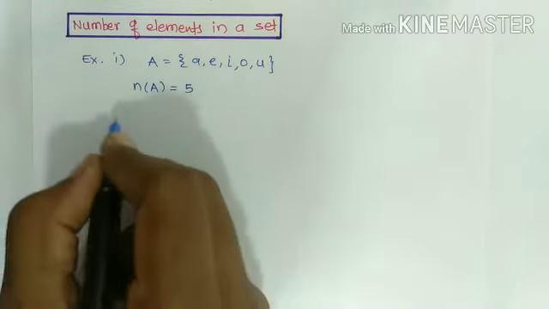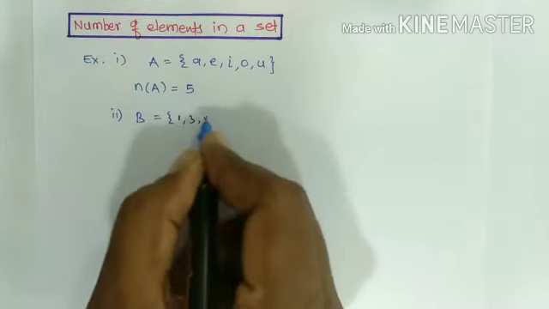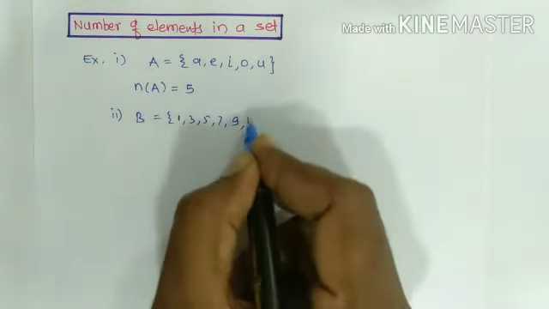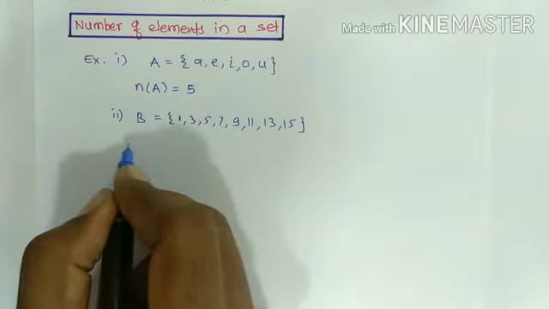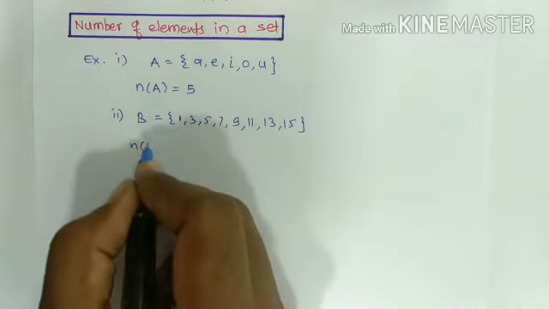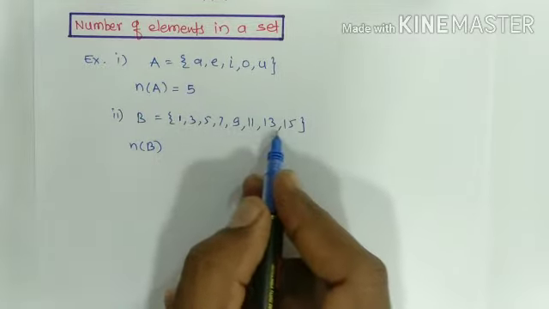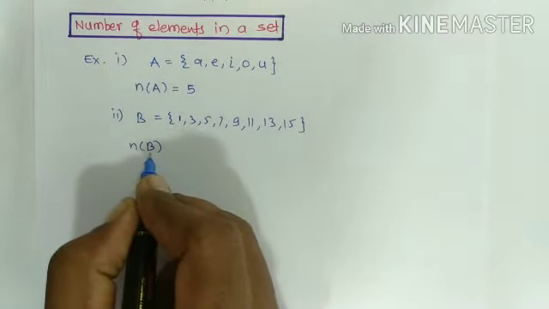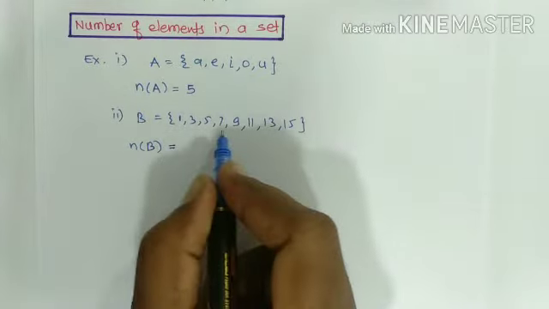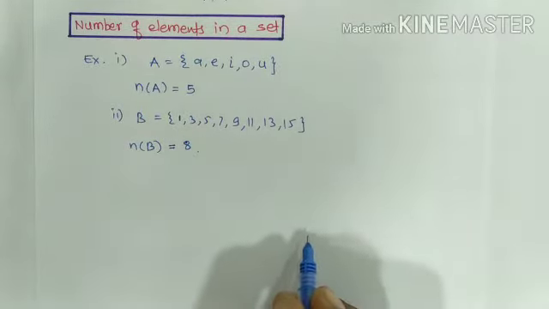Let us take one more example. Let B be the set of 1, 3, 5, 7, 9, 11, 13, 15. Now how many elements are in the set B? These are 1, 2, 3, 4, 5, 6, 7 and 8. Therefore the number of elements in set B equals 8. In this way we find the number of elements in a set.